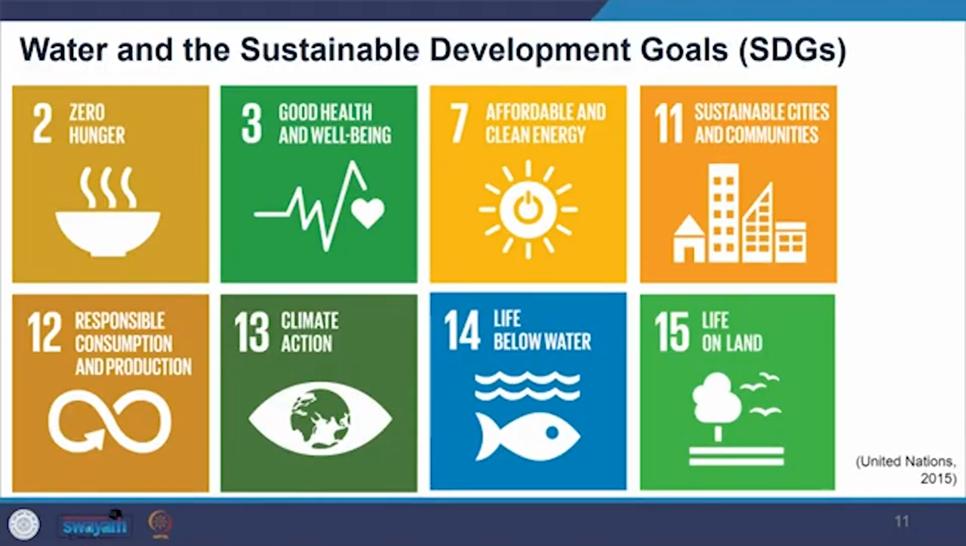We see that SDG 2 deals with food security and SDG 3 deals with health and well-being. So you can see a number of SDGs which are directly connected with water.